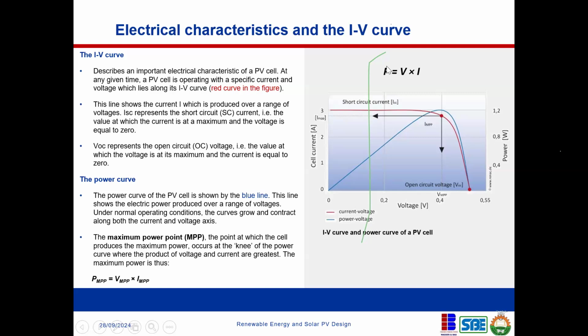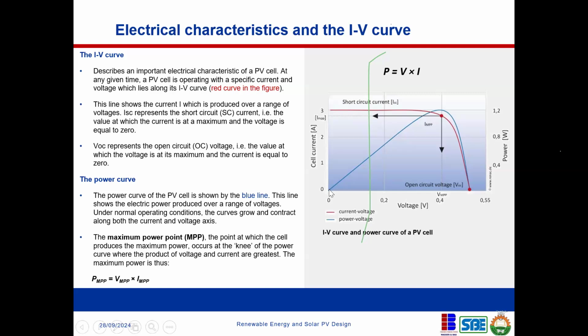Okay. Now let me also explain a concept here. At this point where you have the voltage to be maximum and your current is zero, this condition is referred to as open circuit voltage. Open, that is the circuit is open. There is no current being drawn, but voltage is maximum. Current is zero. Now at this point, where you have the highest current, but voltage is zero, here is called short circuit current. So here you have maximum current, but voltage is zero.